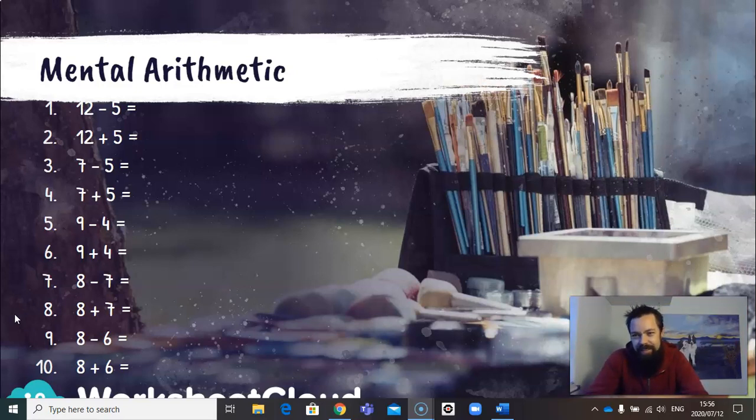12 minus 5 is 7. 12 plus 5 is 17. 7 minus 5 is 2. 7 plus 5 is 12. 9 minus 4 is 5. 9 plus 4 is 13. 8 minus 7 is 1. 8 plus 7 is 15. 8 minus 6 is 2. 8 plus 6 is 14.